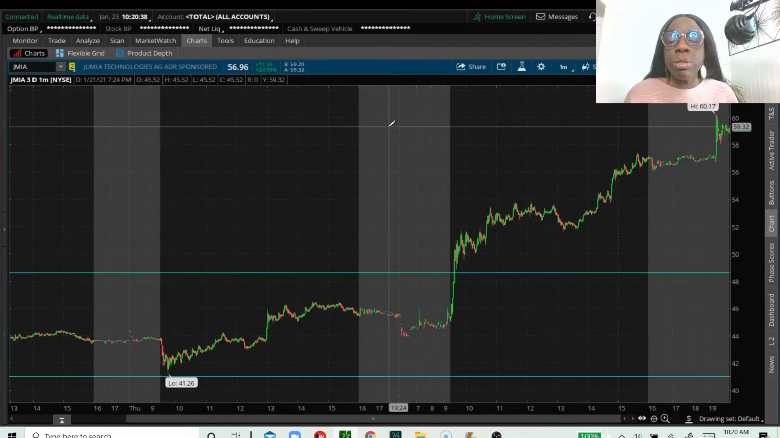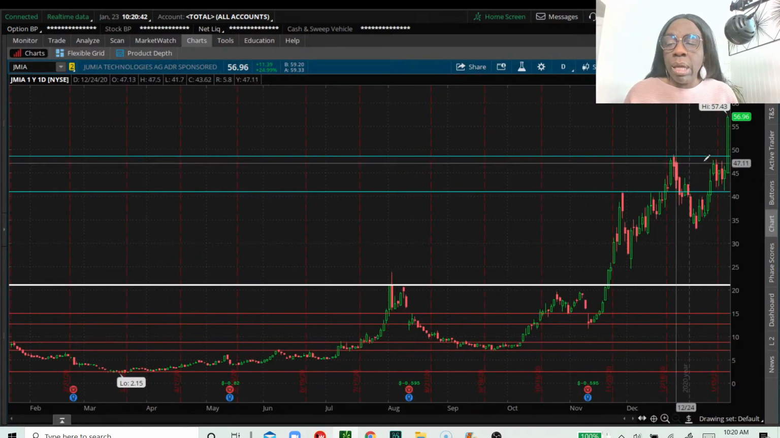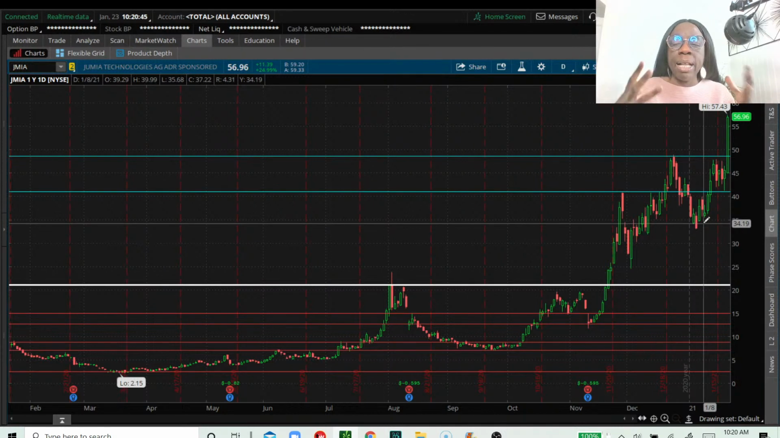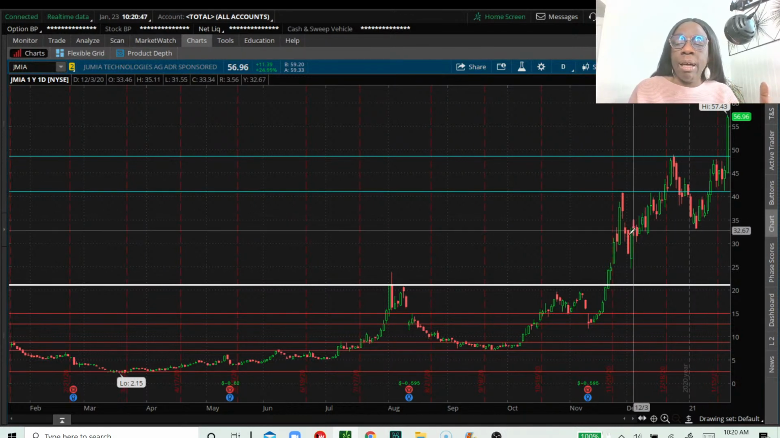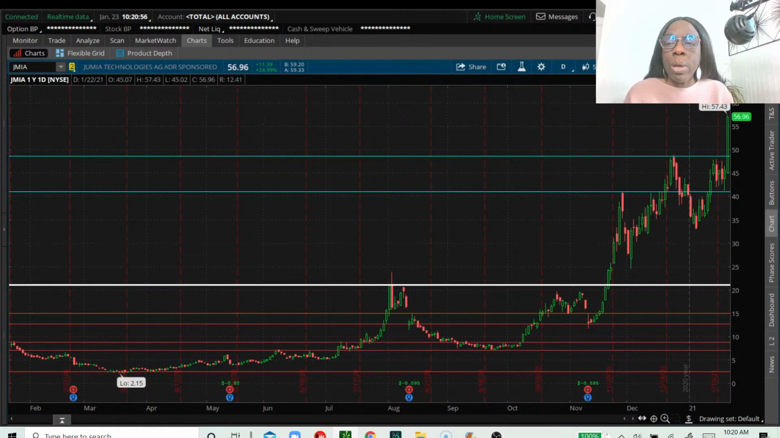This is how you use levels to inform your trading. It's just a map. It helps you understand price action better. At the end of the day, nobody can 100% predict what's going to happen on Monday, but we can kind of guess.